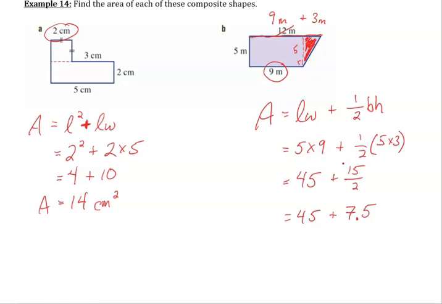And then we just add them together, and so our area is going to be equal to 52.5 meters squared. And it's the unit of meters that we write down squared. 52.5 isn't squared, the unit is squared, square meters.